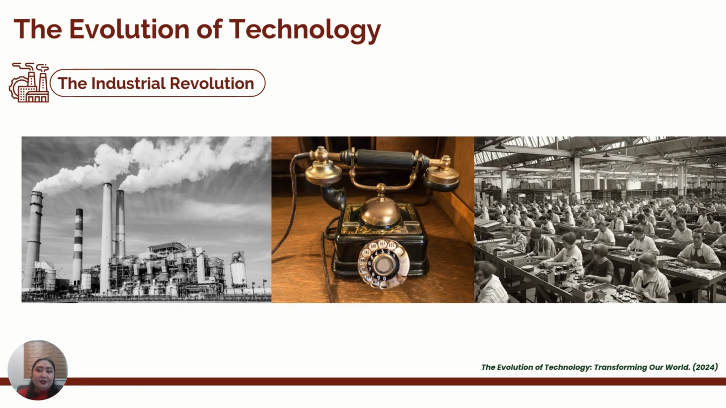The Industrial Revolution, which began in the 18th century, marked a major turning point in technological advancement. The introduction of machinery such as the steam engine transformed industries and economies. Factories began to replace manual labor, leading to mass production and increased efficiency. During this period, significant inventions like the telegraph, telephone, and electricity changed the way people communicated and lived. The revolution also brought about social and economic changes, including urbanization and the rise of the working class.